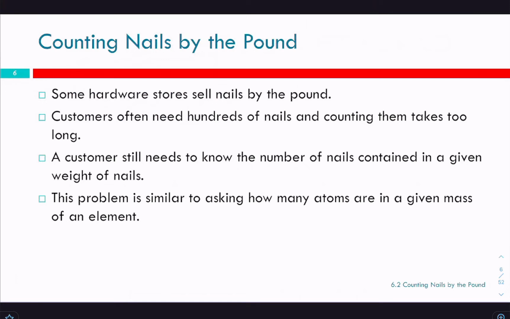Another way to think about this is similar to how hardware stores sell nails by the pound. All right, so if you need hundreds of nails, you're not going to have the hardware store clerk count out nails one by one and give you exactly 1,000 nails counted out by hand. The easier way to do it is if you know how much one nail weighs, then you can say, oh, well, this many nails will be in a pound of nails.